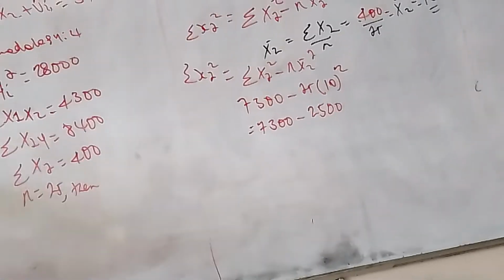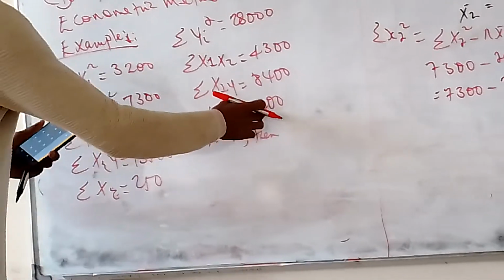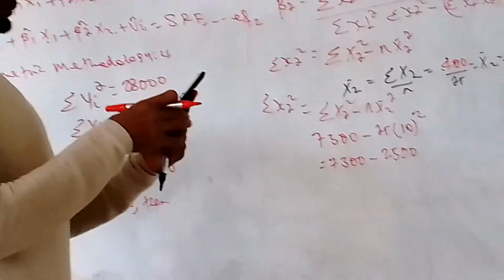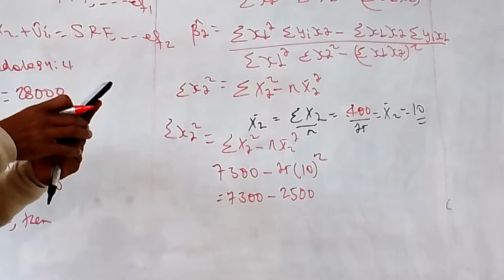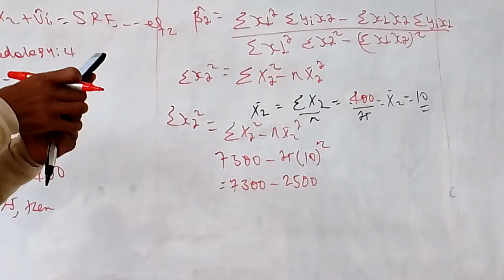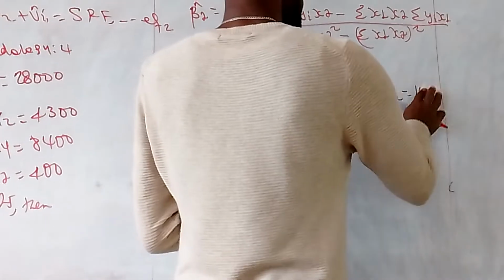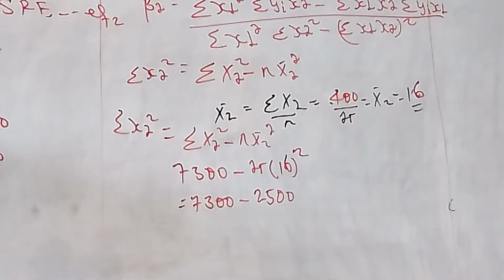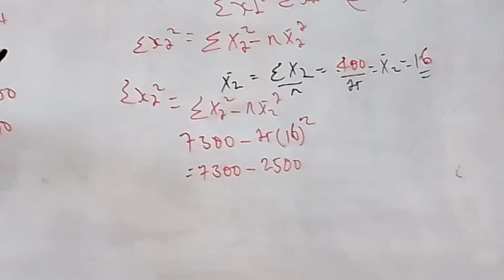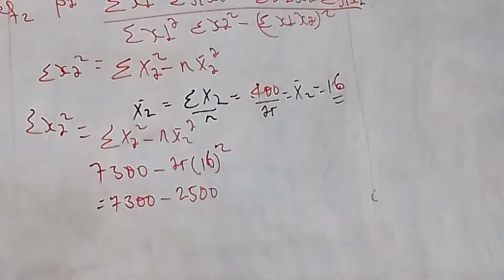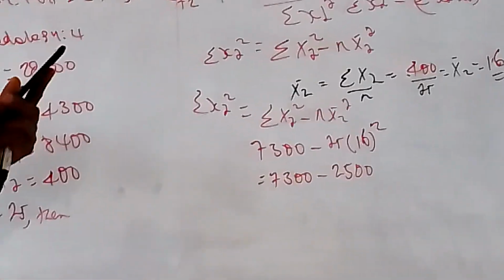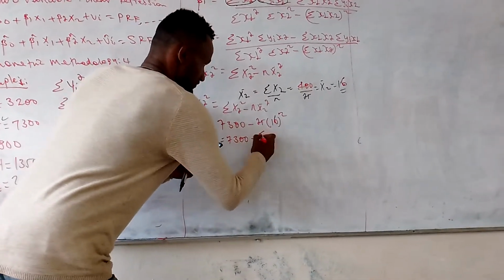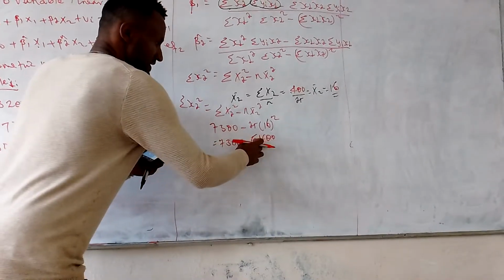Yeah, look, the summation of x2 is 400, so 400 divided by 25. Our x2 mean is not 10, it is 16. So let me represent this one, 16, then let me take the difference of these two values. 25 times 16 squared, the difference is 6,400. So 7,300 minus 6,400.